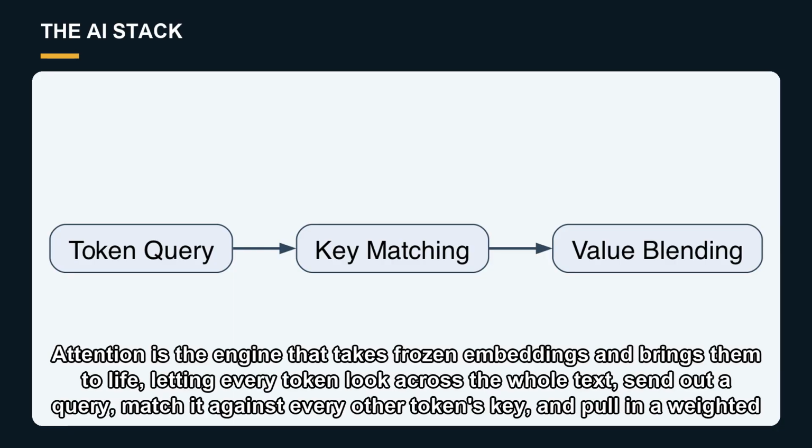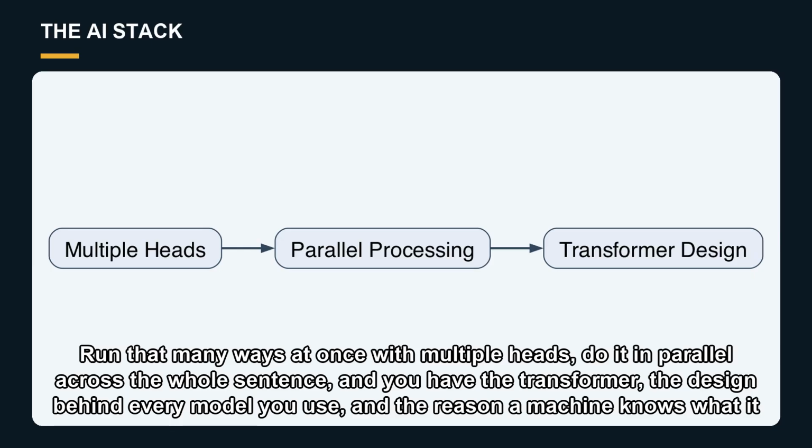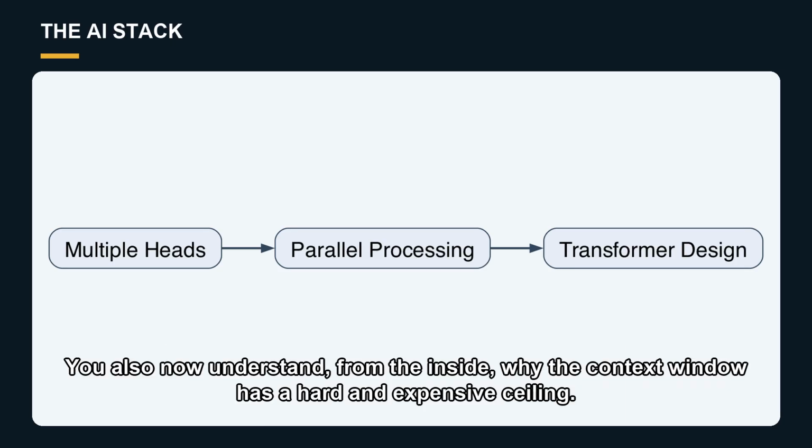Attention is the engine that takes frozen embeddings and brings them to life, letting every token look across the whole text, send out a query, match it against every other token's key, and pull in a weighted blend of their values, so each word's meaning is reshaped by its context. Run that many ways at once with multiple heads, do it in parallel across the whole sentence, and you have the transformer, the design behind every model you use, and the reason a machine knows what it refers to. You also now understand from the inside why the context window has a hard and expensive ceiling.